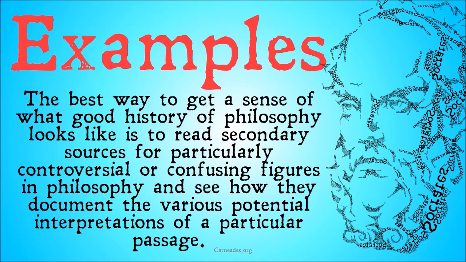So the best way to get a sense of what good history of philosophy looks like is to read secondary sources for particularly controversial or confusing figures in philosophy and see how they document the various potential interpretations of a particular passage, perceived contradictions, and so on. So while doing philosophy may be benefited by reading a lot of primary sources that are actively doing that, history of philosophy is often benefited by reading some of those secondary sources and seeing how they wrestle with some of those issues of what did Descartes, we'll use someone other than Aristotle, what did Descartes really mean when he said this? What is he implying?